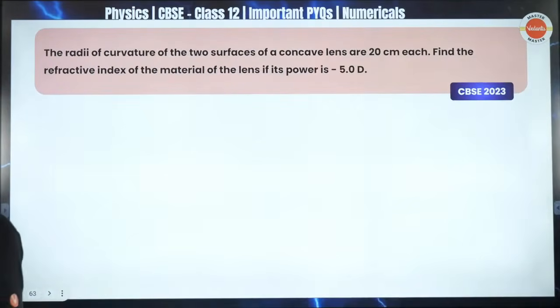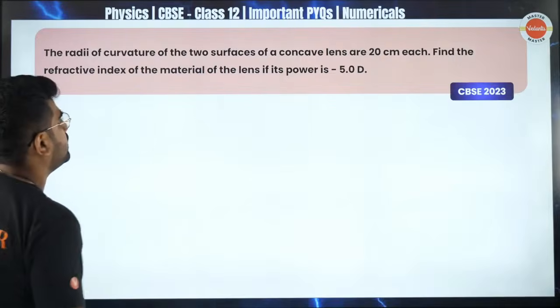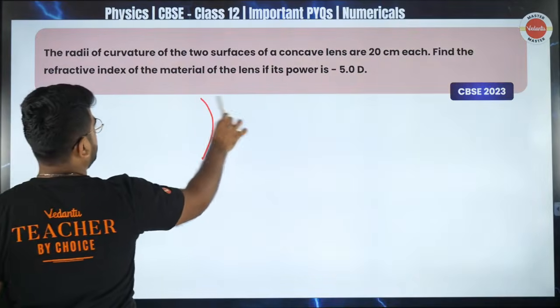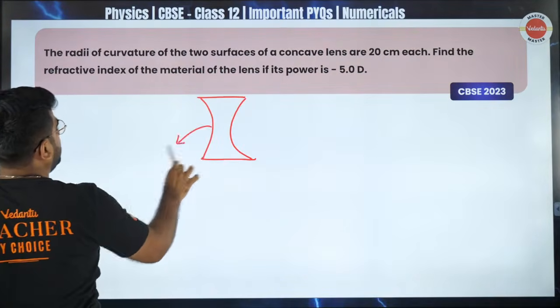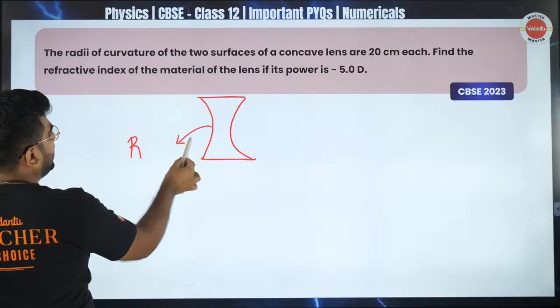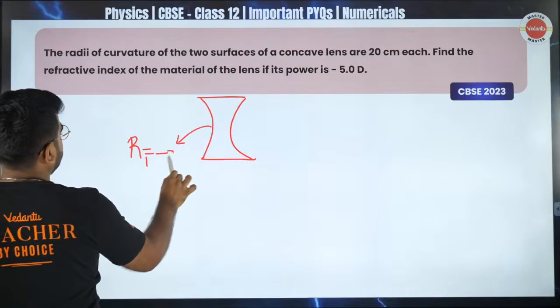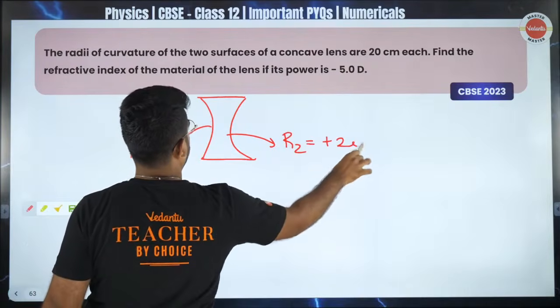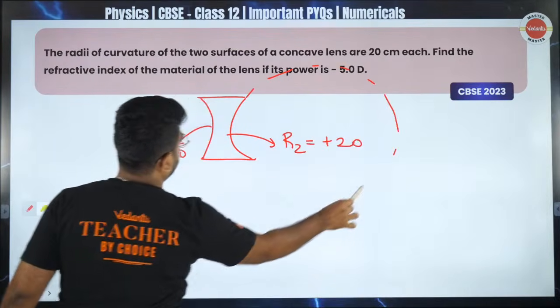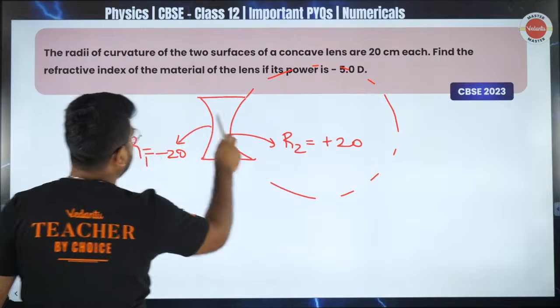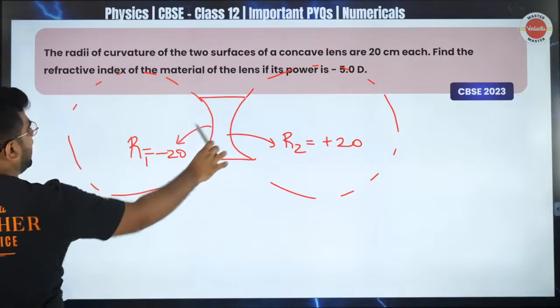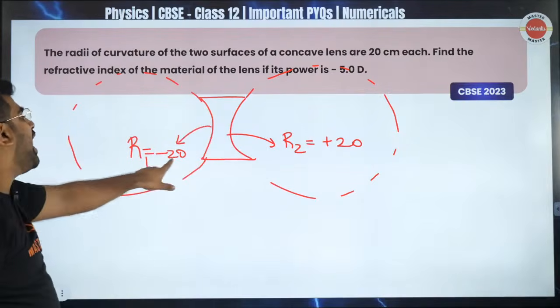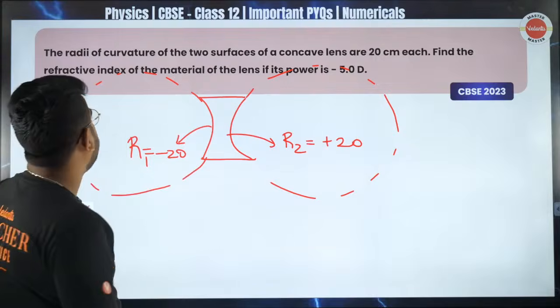The radius of curvature of two surfaces of a concave lens are 20 centimeter each. So for a concave lens, the radius of curvature is 20. This will be minus 20 and this will be plus 20. Why? Because the sphere is here, so the right side is plus 20. The sphere is here, so the left side is minus 20. That's why R1 is minus 20, R2 is plus 20.